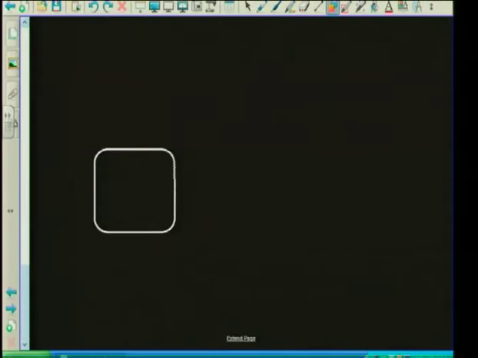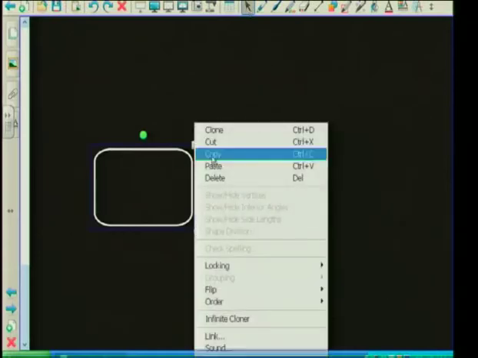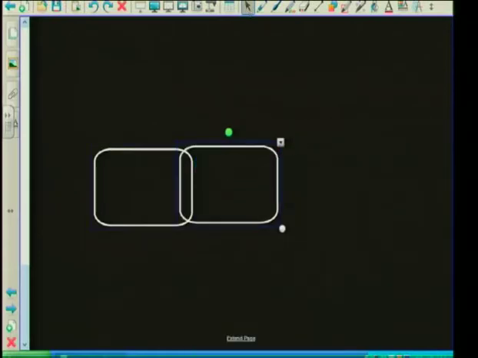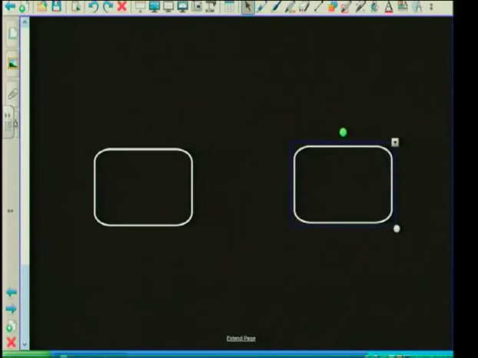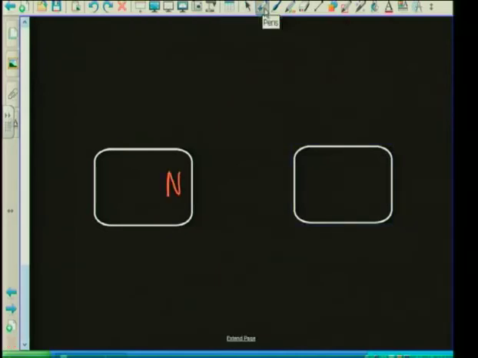What about two unlike poles, okay? So let's just make this page a little longer. Okay, there we go. And let's make another one of these so that we've got two that are the same. Here we go. Now, two unlike poles means I'm going to put a north pole here. That would be south. This would be a south pole. That would be a north pole.